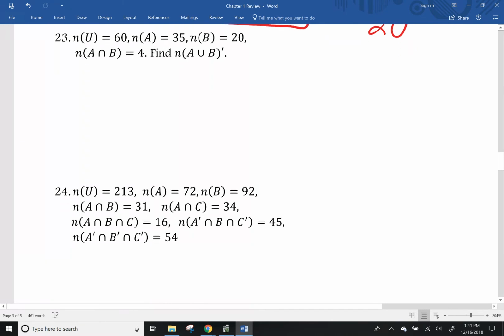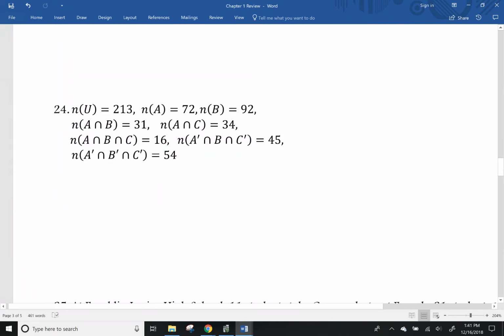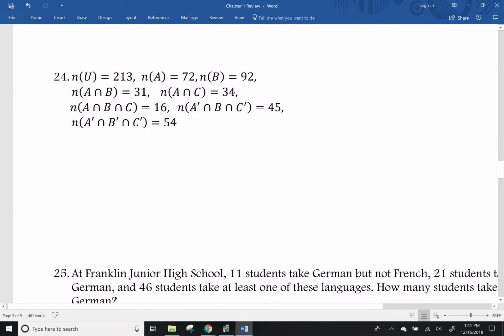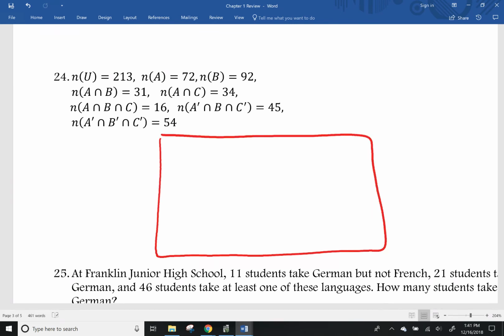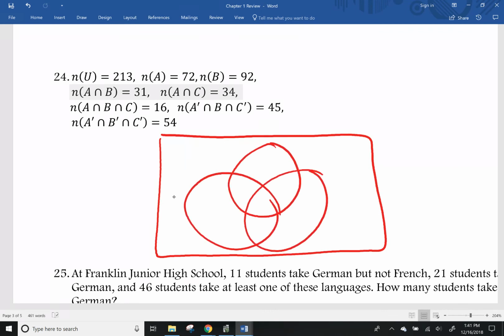All right, I'm going to skip 23. It's very similar, but I'll do number 24 because it's a little bit more intense, I think. There are 3 circles here. We have A, we'll make it a little bigger, A, B, and C.